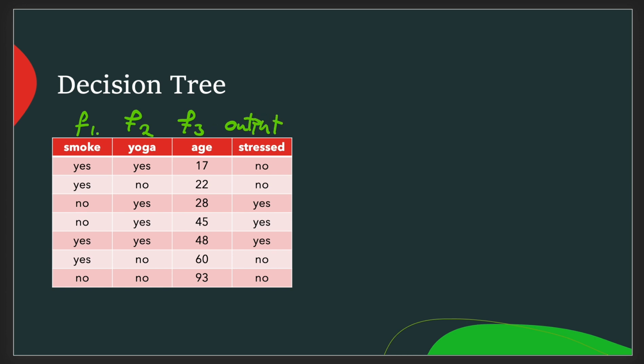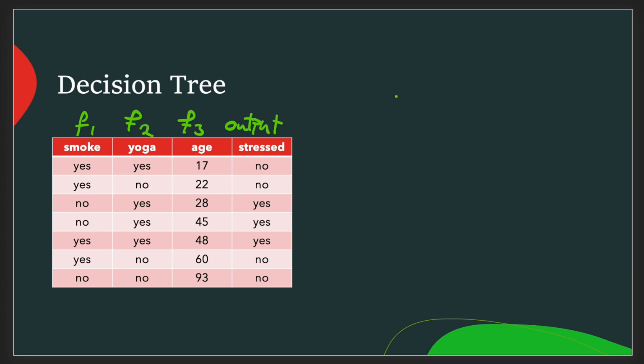So I want to use these 3 features to train a data set, to train a model, in this case a decision tree model, to let me know based on these 3 features if the person is stressed or not. Okay, how do I make my decision? Like, how do I know if smoking or doing yoga or age goes to the root? We don't know that yet, right?